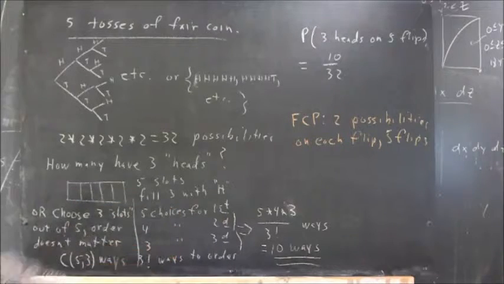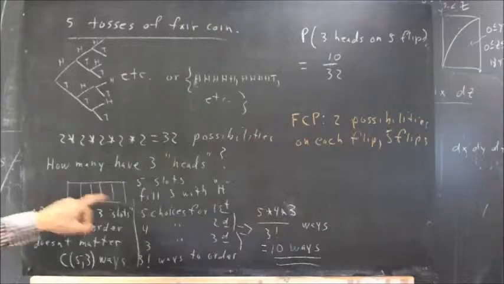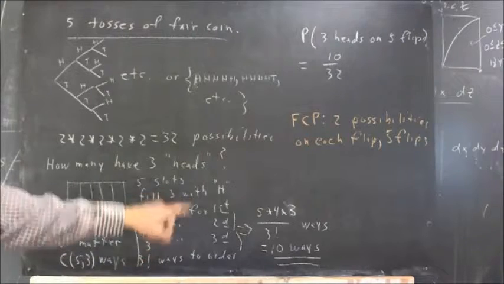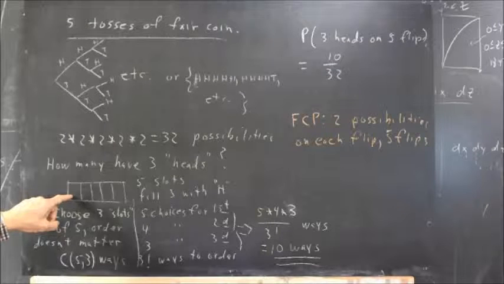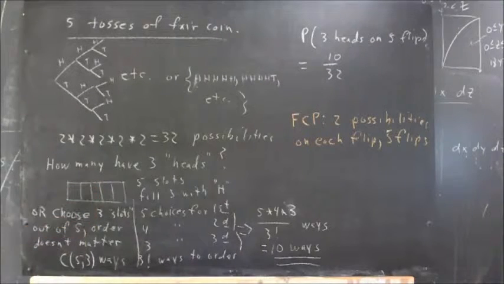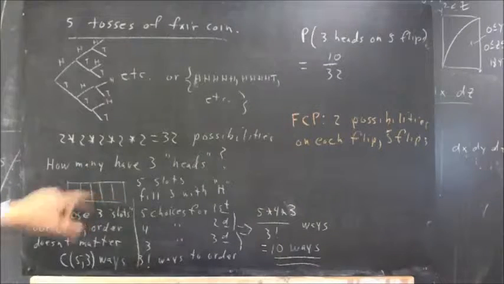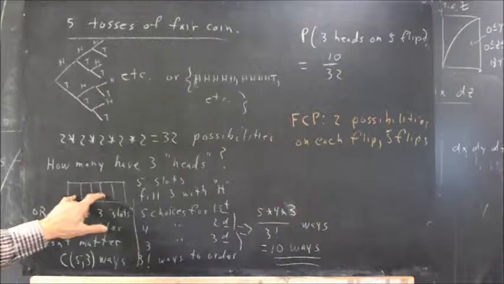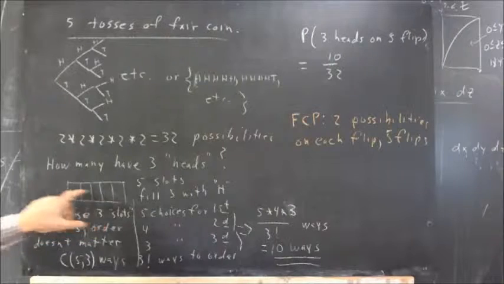Now, that would be ordered choices, because if I put a head here, then here, then here, that would be counted among these 5 times 4 times 3 choices. But if I put a head here, then here, then here, in a different order, I'd still have heads in the same positions. They would just have been selected in a different order. And all we're looking at is how many heads, how many tails, and which position. So if heads are in these 3 slots, there are 3 factorial or 6 ways to put them in those slots in different orders.